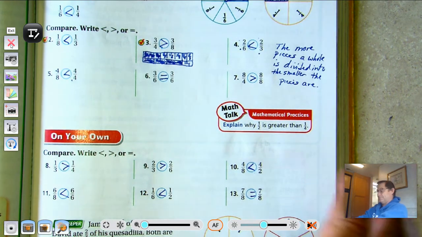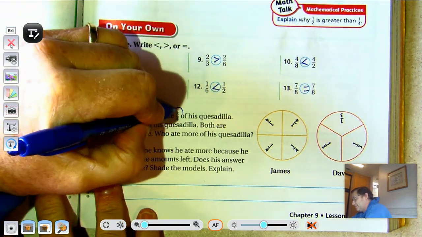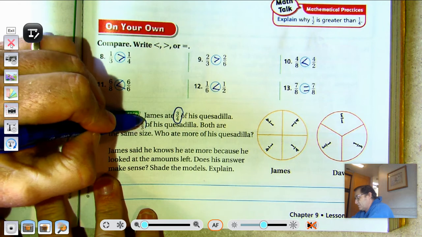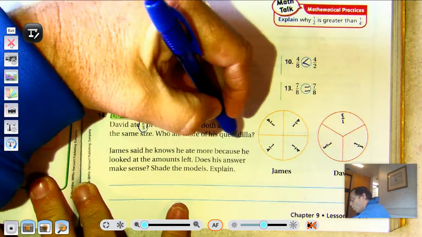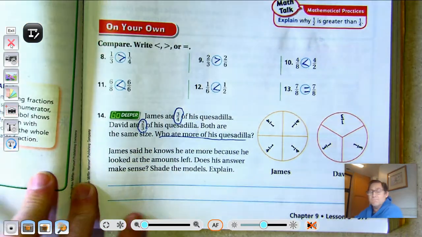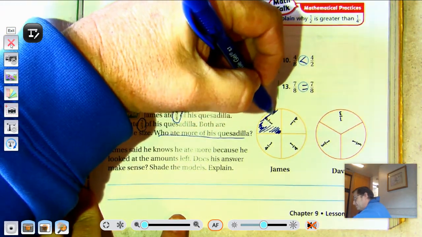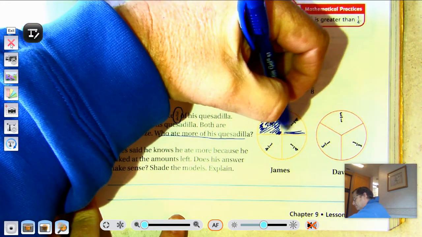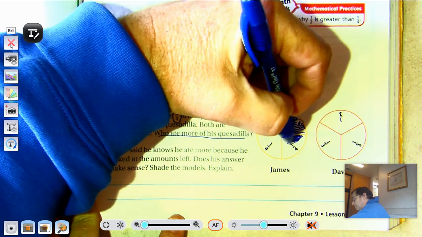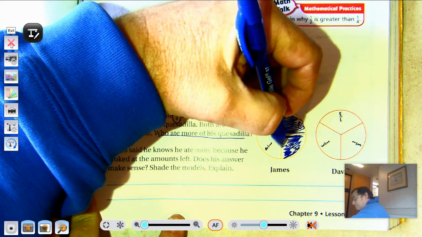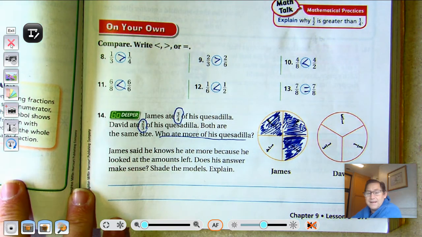All right, number 14. James ate 3/4 of his quesadilla. David ate 2/3 of his quesadilla. Both are the same size. Who ate more? So let's shade 3/4 and 2/3.